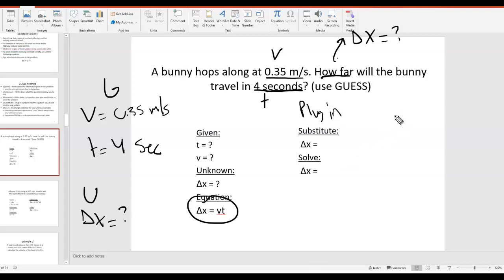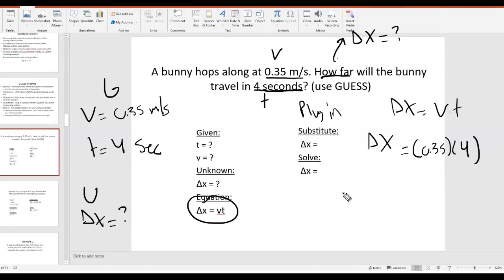Okay, so I take my equation. Delta x equals v times t. And I plug in. Now, I don't know what delta x is. That's my unknown. And so I just leave that alone for now, and I write down delta x. I do know what v is. v is 0.35. And I do know what t is. t is 4 seconds. Notice how I'm not plugging units into the equation.